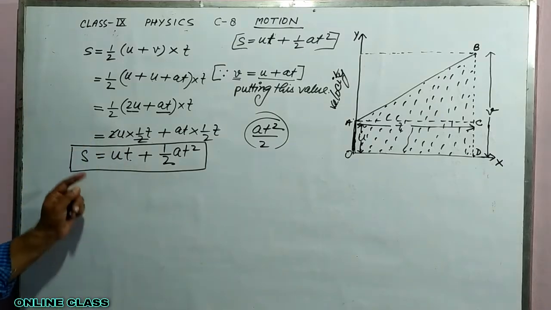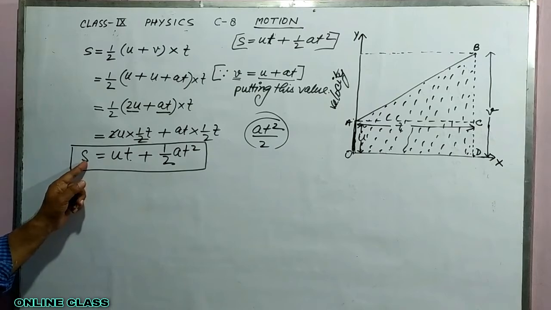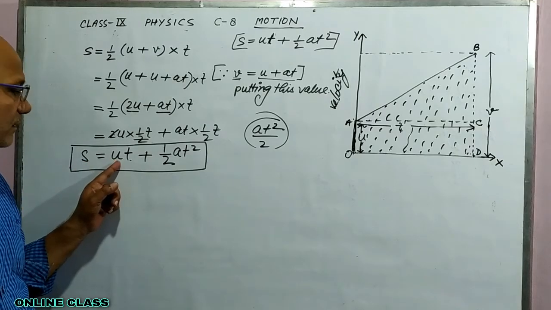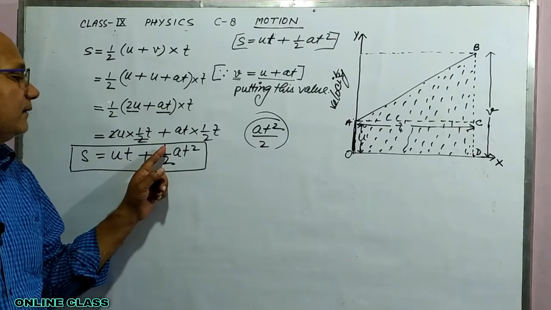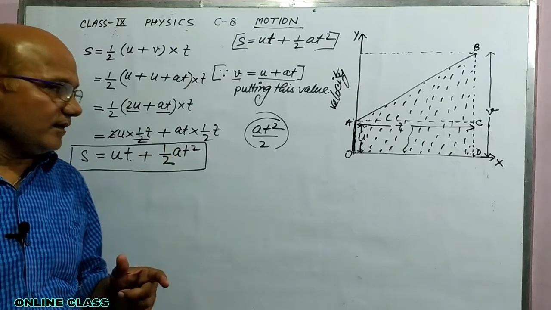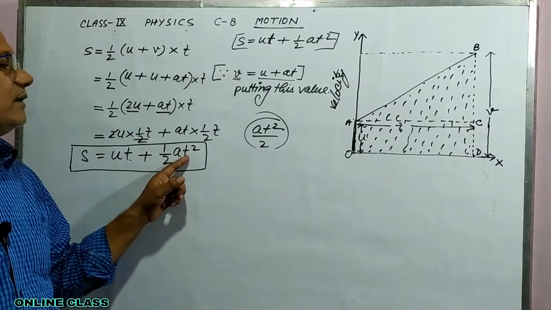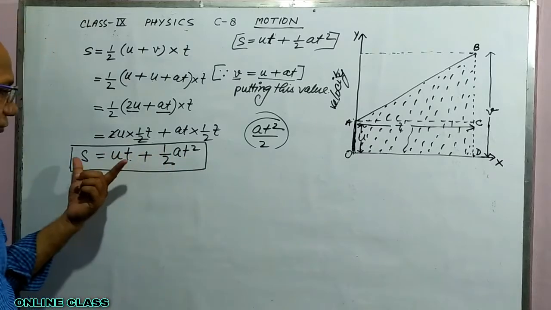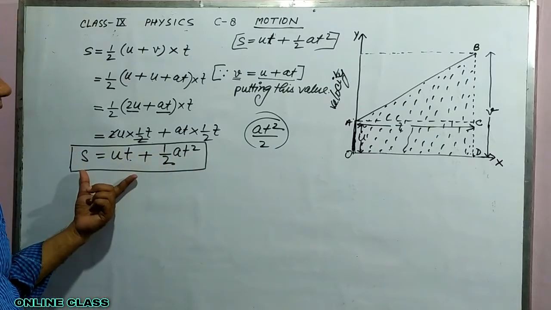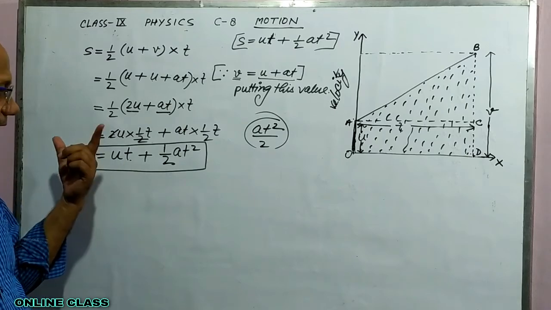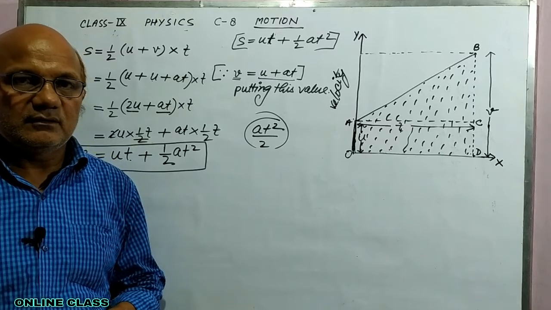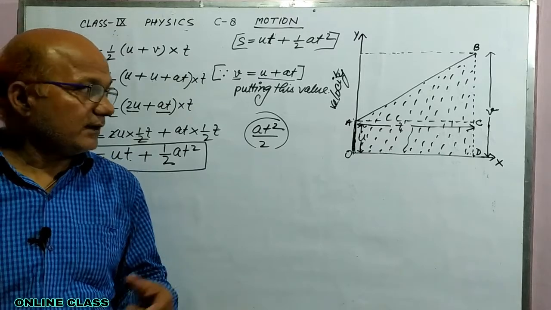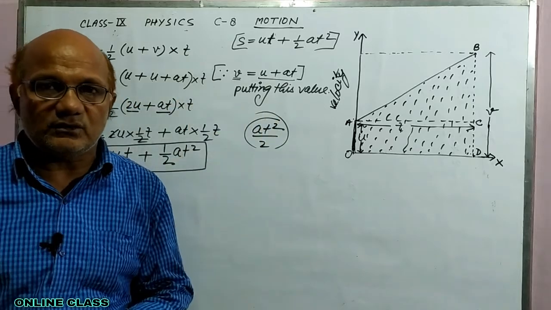In this expression, s means displacement or distance covered, u means initial velocity, t means time, and a means acceleration of the body. Okay. So this is the second equation of motion, and in this way you can derive the second equation of motion by the graphical method. Okay. Now you can again take a screenshot of it.